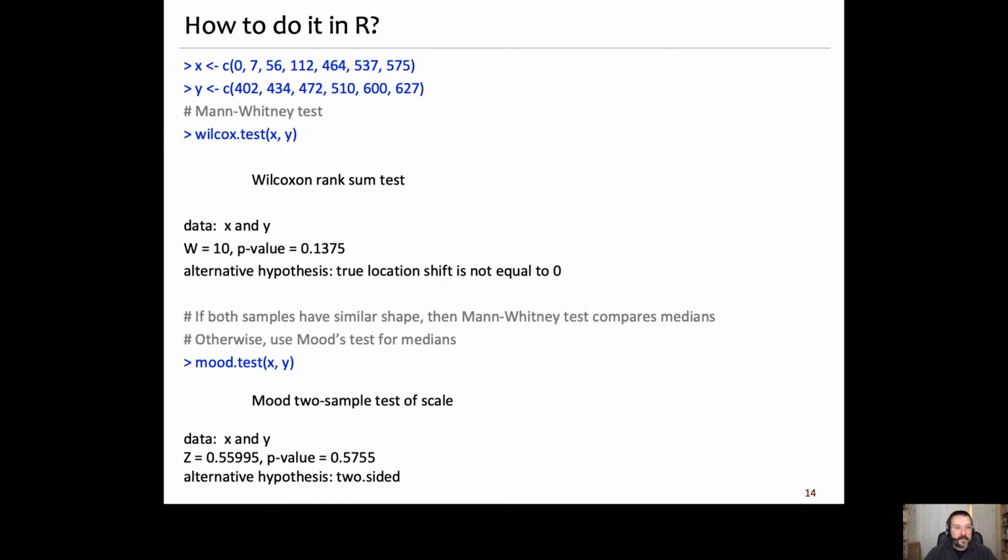This is how you do this in R. You provide two vectors of data, and you do a Mann-Whitney test by calling a function wilcox.test with these two vectors. The Mann-Whitney test compares medians if both samples have similar shape. If shape is different and you still want to compare medians, you should use a Mood test, which is slightly different. I only mentioned this on the side.